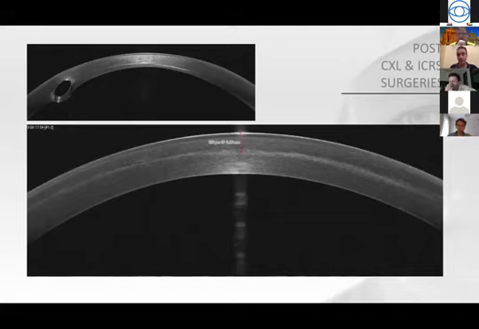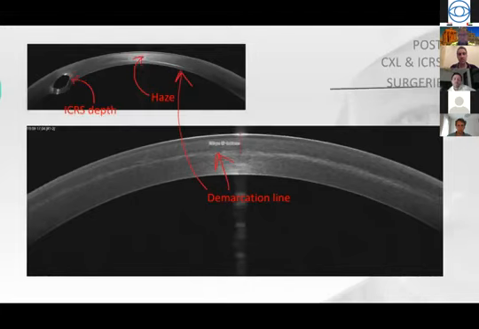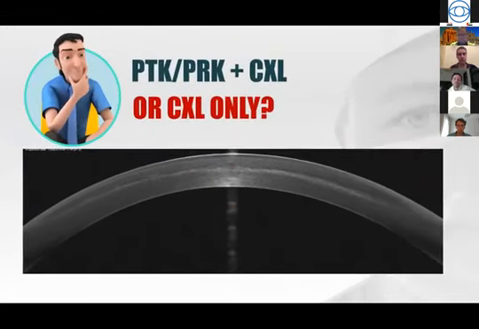And again, if you look here, by just doing regular tomography, you can diagnose haze and you can follow up on haze, especially post-cross-linking. You can look at the demarcation line and see how deep the cross-linking was. And you could look at corneal ring segments and see how deep they are as well. So there are so many things that you do from your routine tomography, not just looking at anterior float, posterior float, or curvature. Like for this specific patient, for instance, the patient came and told me, well, I've had cross-linking before, but I'm not sure. I think I had laser at the same time.